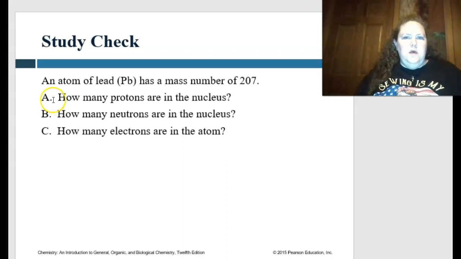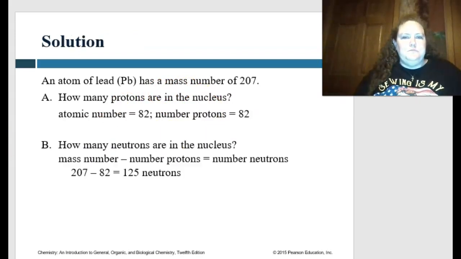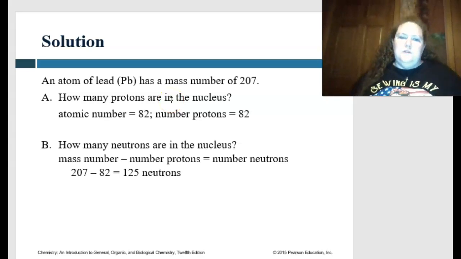All right, so an atom of lead has a mass number of 207. How many protons are in the nucleus? How many neutrons are in the nucleus, and how many electrons are in the atom? What we figured out is that the atomic number is 82, the number of protons is 82, and the mass number was 702. Or sometimes I'm dyslexic, sorry, 207.